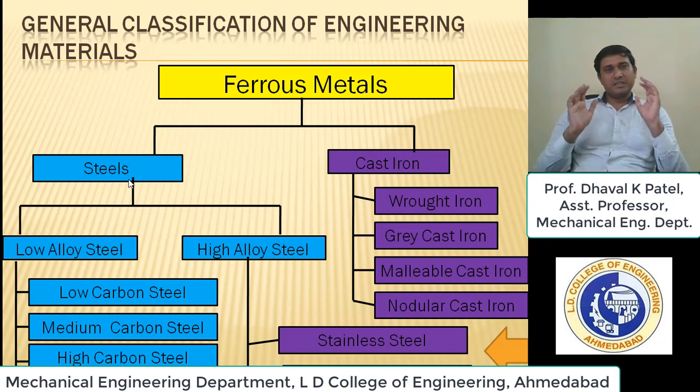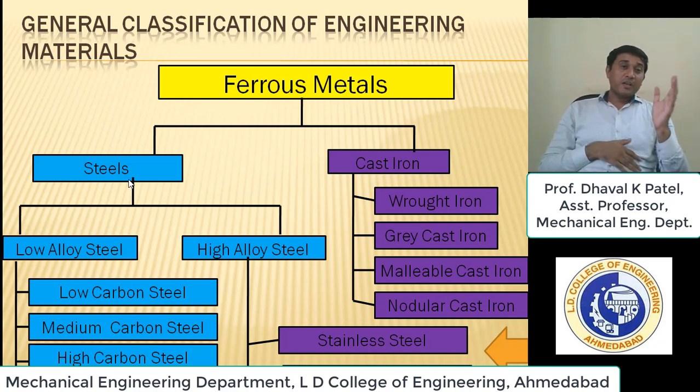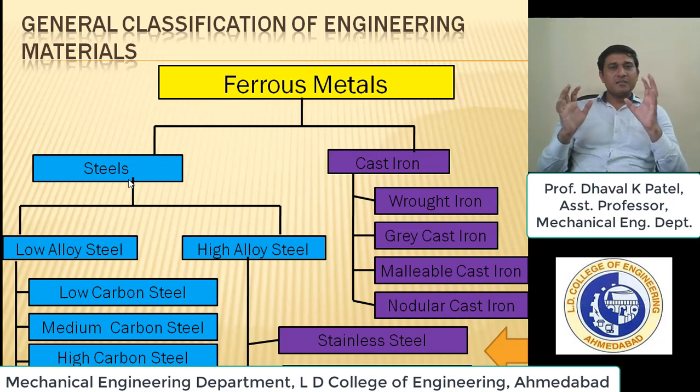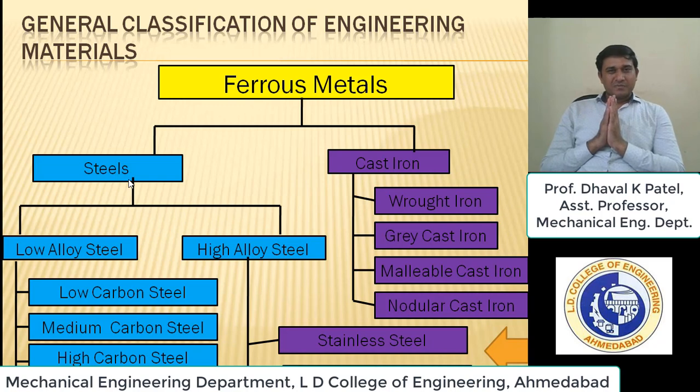If a material has a carbon percentage of more than 1.5%, then it's called cast iron. And if it has less than 1.5% carbon, then that material is known as steel. These are the practical figures. The theoretical figures we will discuss later in the iron carbon diagram. According to the iron carbon diagram, if the carbon percentage is less than 2%, then it is called steel, and if the carbon percentage is more than 2%, then it is known as cast iron.